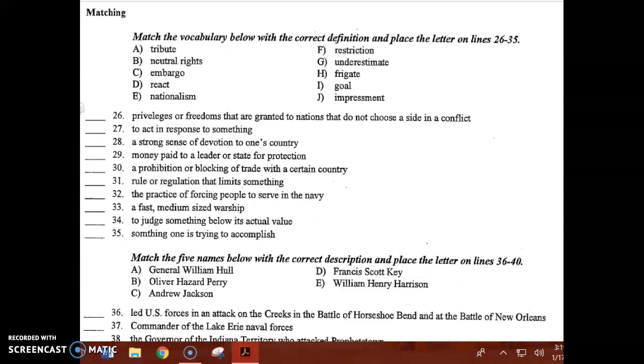31. This is a rule or a regulation that limits something. 32. This is the practice of forcing people to serve in the Navy. 33. This is a fast, medium-sized warship. 34. This means to judge something below its actual value. Number 35. This is something that one is trying to accomplish.